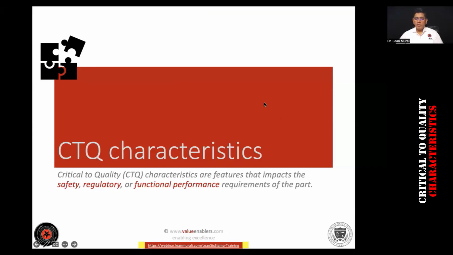So critical to quality is the features that impact the safety, regulatory, and functional performance of a part or a product. Okay, this might sound a little complicated. Let me explain CTQ in a very simple way.